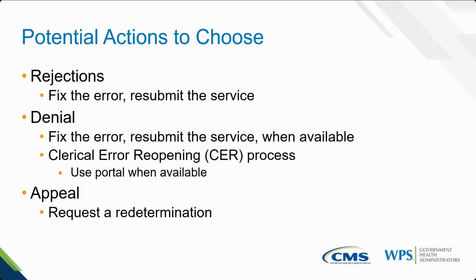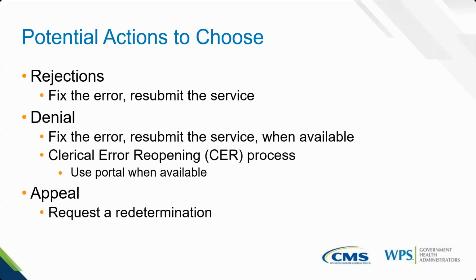If the claim or claim line denied, though, there may be multiple actions to choose from. You might be able to simply resubmit the service, submit another claim to Medicare, or a new claim. You might also be able to use the clerical error reopening, or CER process, to fix clerical errors. CMS defines clerical errors, including minor errors or omissions, as human or mechanical errors. I'll talk more about that process a little later in this webinar.